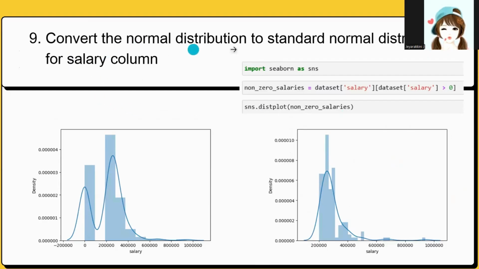And they convert the normal distribution to standard normal distribution for the salary column. When I first plotted the salary column using the dist plot, I actually got two modes because we have zero salaries where the students are not placed. So I removed those and took the non-zero salaries and then plotted it. And this is a normal distribution curve.